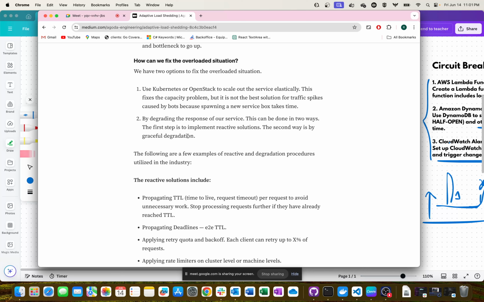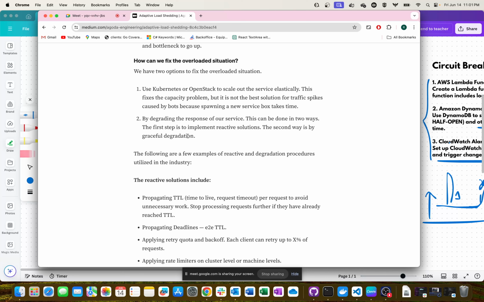And if the CPU is above 70%, it means it's acceptable that 30% of the requests are dropped. So the system is not unhealthy. It says that okay, 30% are getting dropped, but the system is not unhealthy because the CPU is also high. So I'm doing this on purpose. This is something called degrading the response of a service.